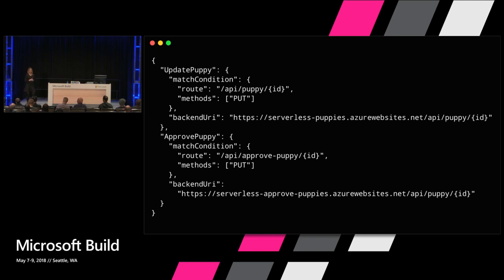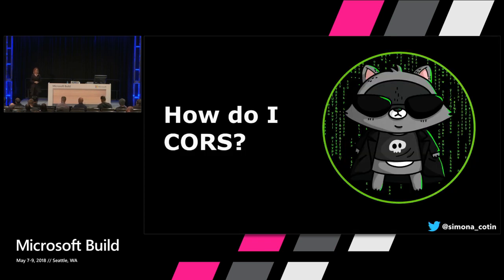And we can define proxies either in the portal or, in our local, using the proxies.json file, which is in the root of our function app. And this is a JSON object where we just have to define things like which is the route that we want to match, as well as which are the methods that we listen to, and what backend URI we want to call. So it's not a huge number of lines of code, and it allows us to build powerful things.